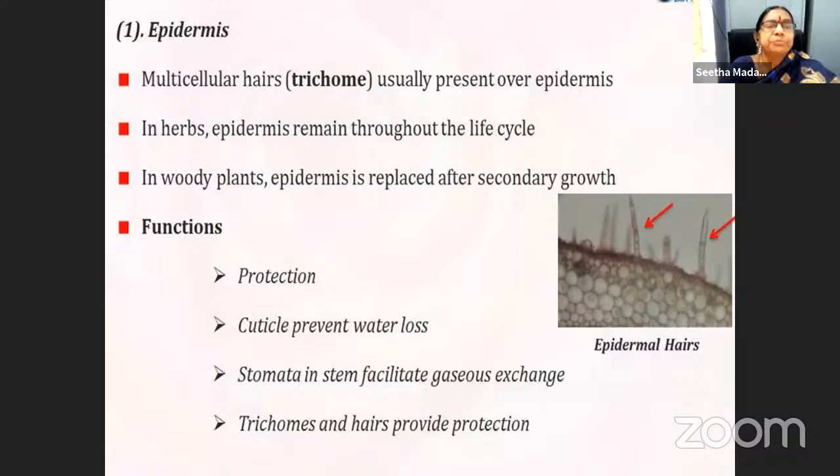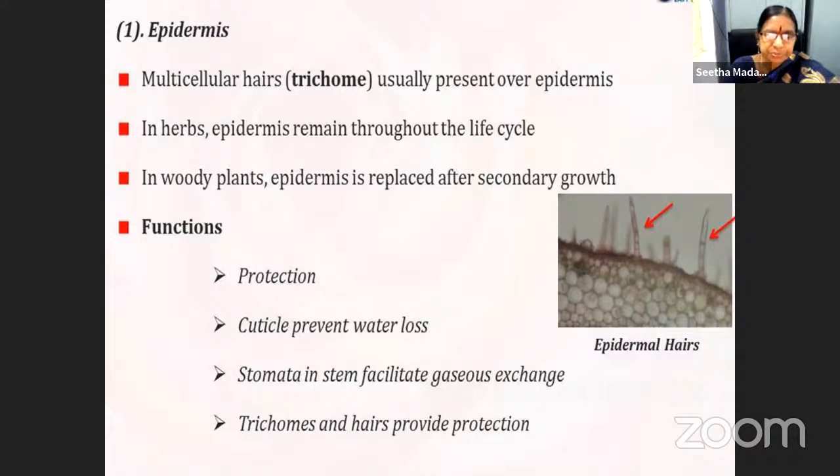Then if we study epidermis in detail, on the surface of the stem you find some multicellular hairs. That is, the hairs are not unicellular as in root hairs. Here they are multicellular, they contain many cells. Then they are known as trichomes, usually present over epidermis. If you see the plants Tridax procumbens and sunflower, you find some hair-like structures. Those are trichomes. And in herbs, epidermis remains throughout its life cycle. Herbs means the soft stemmed plants. Then in woody plants, epidermis is replaced by bark after secondary growth.